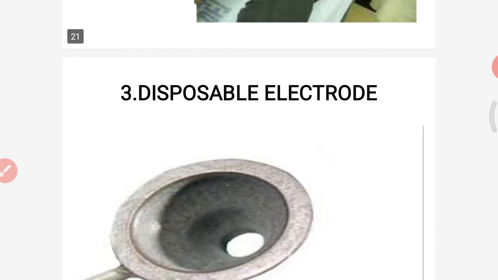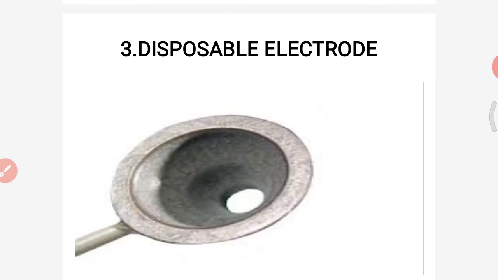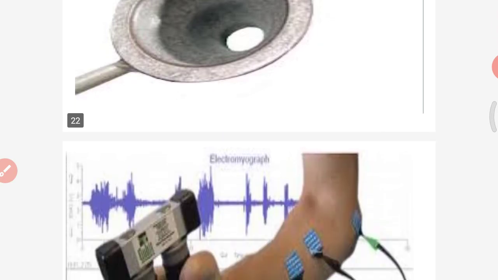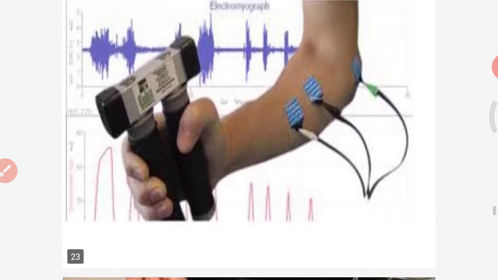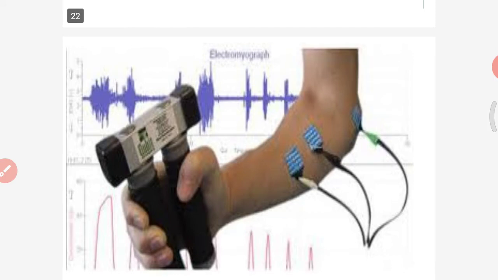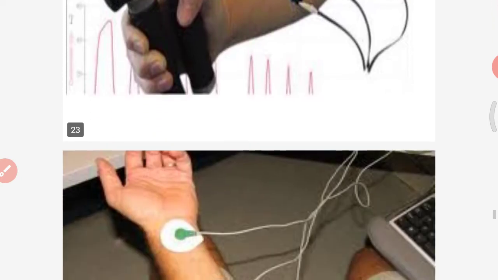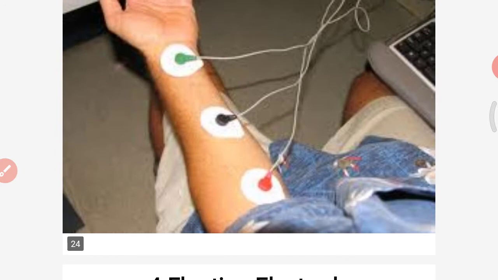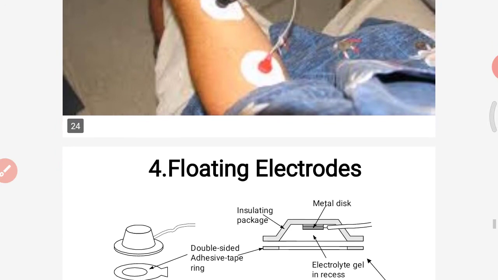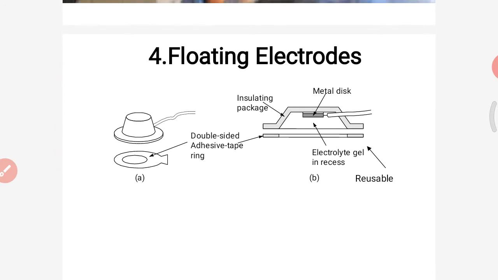And the disposable electrode can be used one and only one time. Next time it cannot be used for the next patient. This is a disposable electrode example. Now the disposable electrode can be contacted for the measurement of electromyogram potentials. It is suitable for measuring one time only, a second time it is not suitable for the measurement. Now these are other examples of disposable electrodes, and the fourth one is floating electrodes.